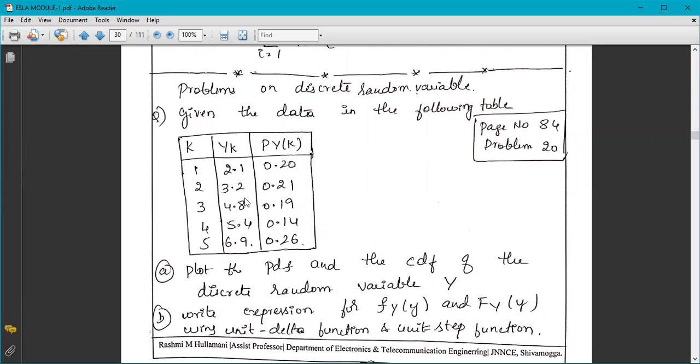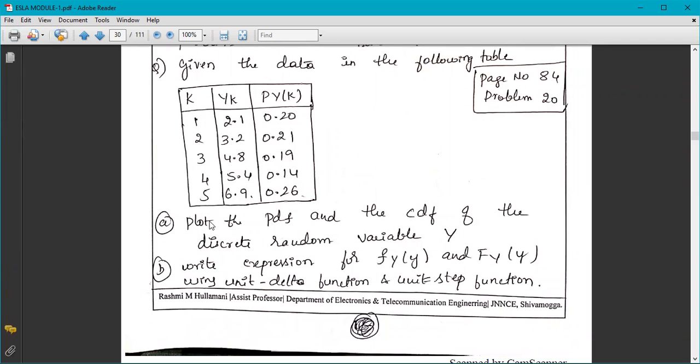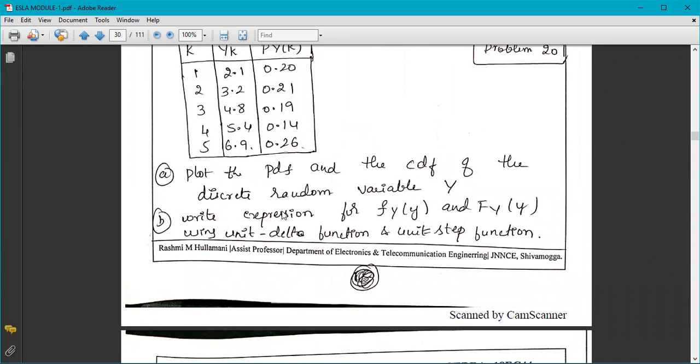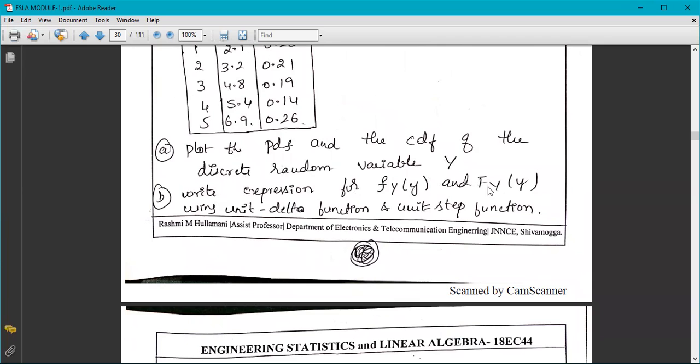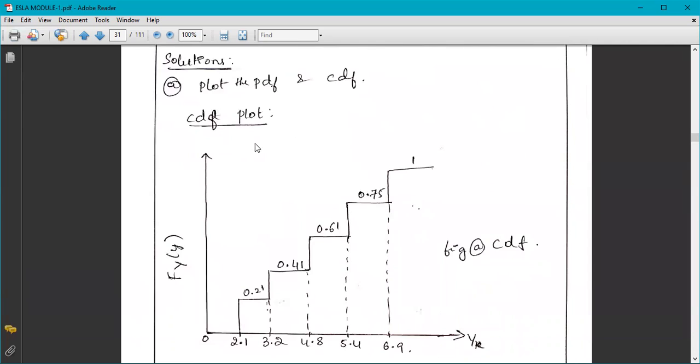The given data is in the following table in the problem, and the sub-question is: plot the PDF and CDF of the discrete random variable Y, and write the expressions for f_Y(y) and F_Y(y) using the unit delta function and unit step function. Solution: plot the PDF and CDF.